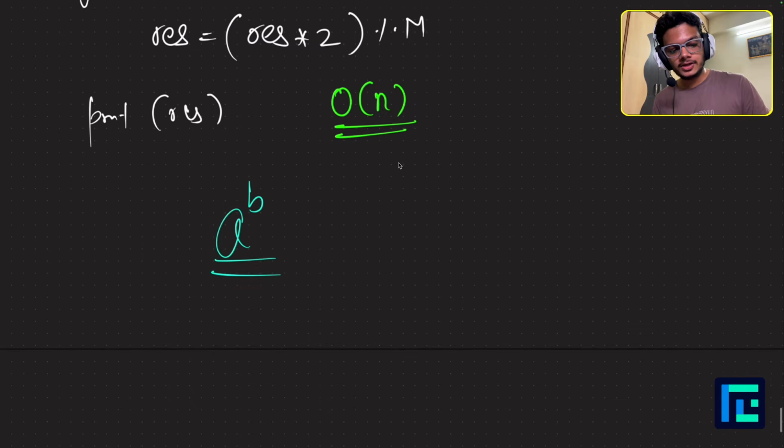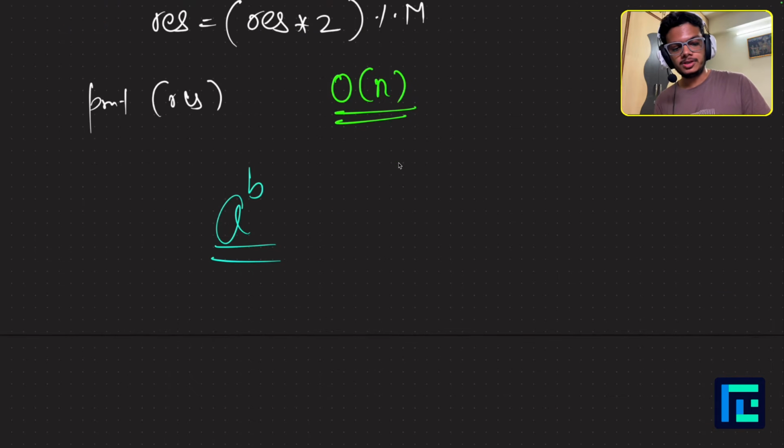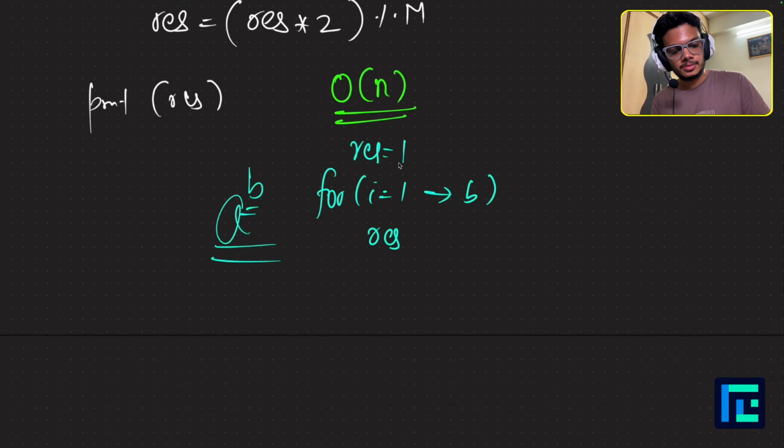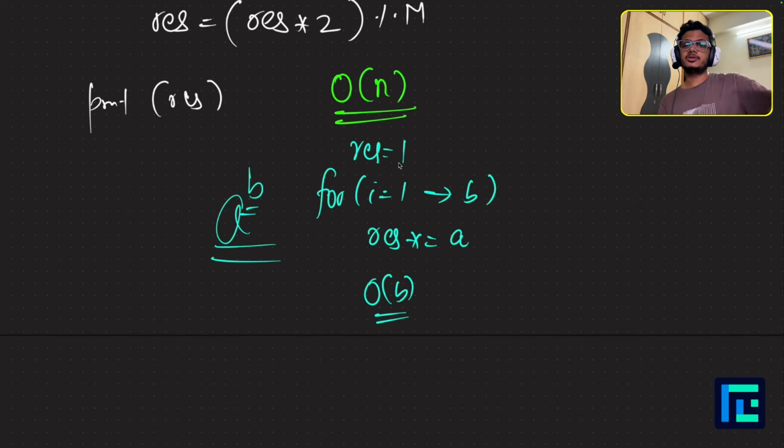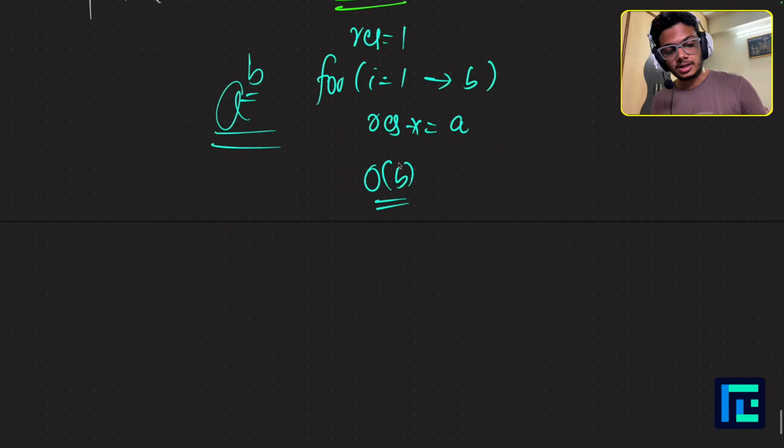Now the naive way here is to simply, if you want to calculate a power b, or in this case 2 power n, run a loop b number of times, right? So for i equals to 1 till b, and you will have a result which is 1, and you're just gonna multiply result equals to result into a, b number of times. So this is the most naive way, and this runs in order of b, where b is the power that you're trying to raise. Fine. So can we do better than this?